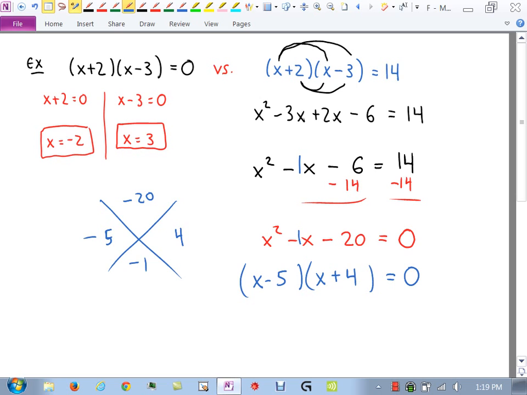See what we started with? x plus 2, x minus 3 is 14. And we've transformed that whole thing into this: x minus 5, x plus 4 equals 0. I promise you a problem like this on the test. I promise. Just one.